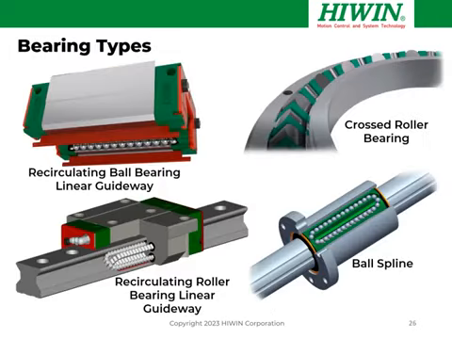Now let's look at the bearing types that are used in motion systems. So there are many different choices available, so we're only going to focus on a few of the more common ones. Let's first start with the crossed roller bearing.